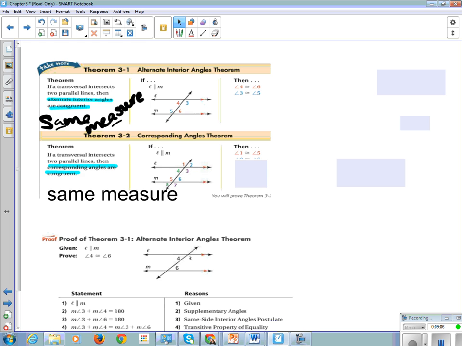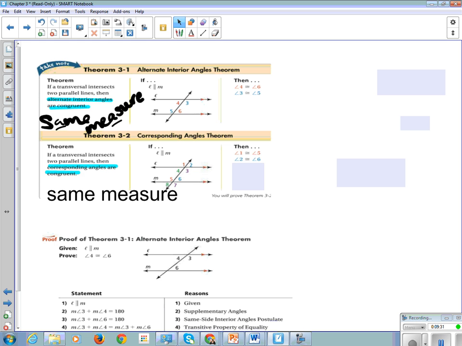we can say angle 1 is congruent to angle 5 because they're red on mine. Angle 1 and angle 5 are both top left. They're both corresponding angles and they're congruent. Angle 2 and angle 6 are top right. 2 and 6 are congruent. They have the same measure.